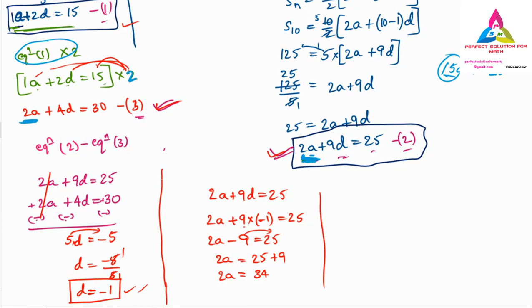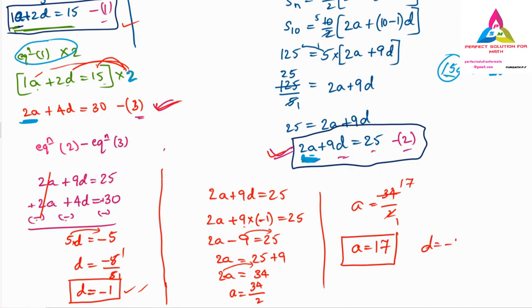So for the further calculation, a I have to keep on one side, so I will write a is equals to 34 by 2. The 2 when I shift will divide, because in between you have 2 into a. So 2 ones are 2, 2 17s are 34, so the a value we found as 17. And we know the d value is minus 1.